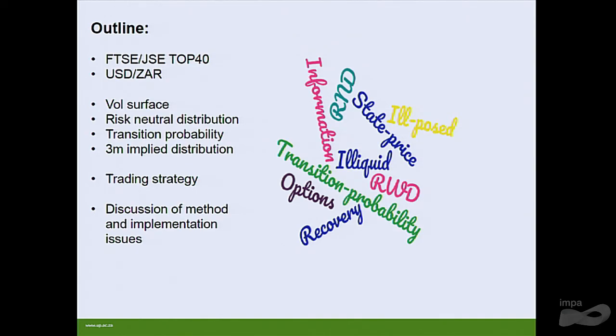So what I'm going to do is show you some vol surfaces. From those, I'm going to go to the risk-neutral distribution, show the risk-neutral transition probabilities, then go into 3-month real-world distributions. I'll show that for both. I'll show a trading strategy, because what is very important is what does the data mean that we get? I think it's very important to see if it's really something meaningful.